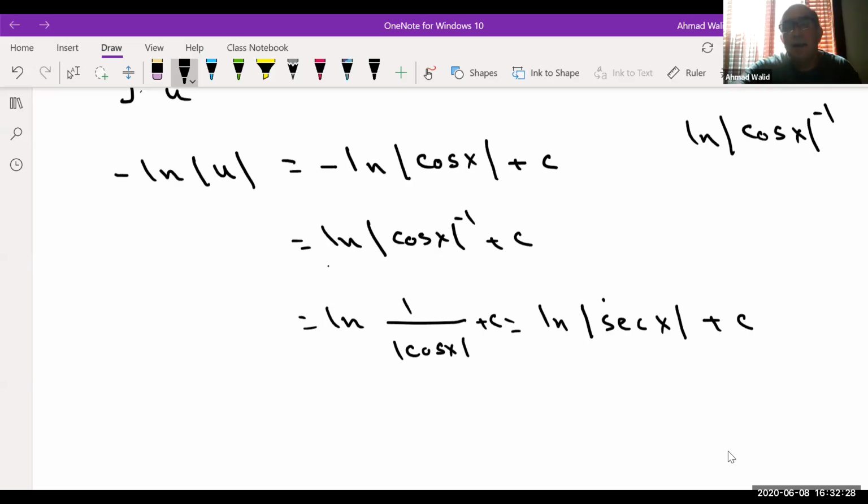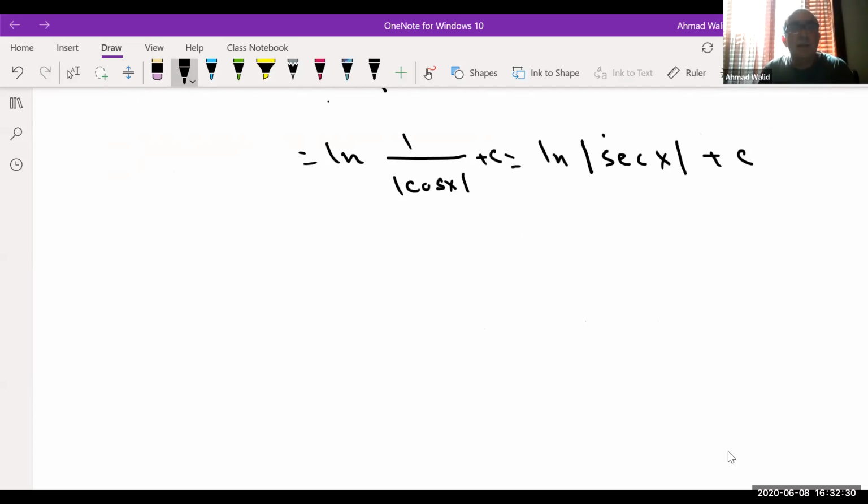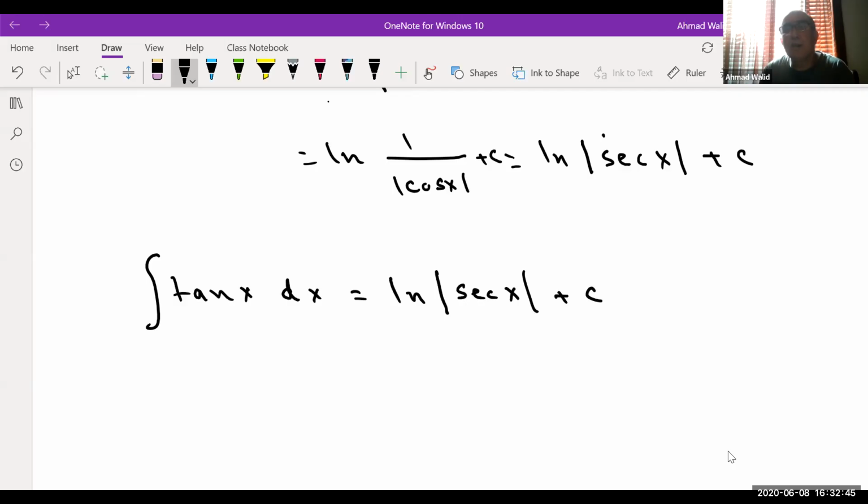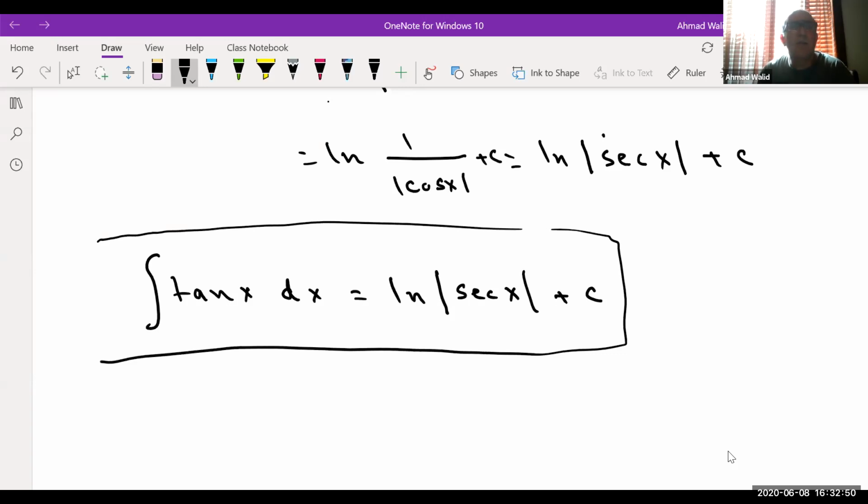What does it mean? It means the integral of tan x dx equals ln of the absolute value of secant x plus c. You can have this one also as a formula. Sometimes you need to change the integral of tan x. It gives you ln secant x plus c. But later, when I start with the trigonometric functions, you will see all these formulas, correct?